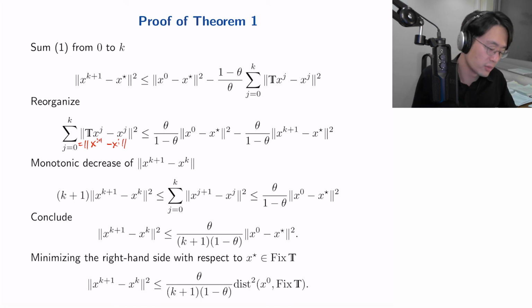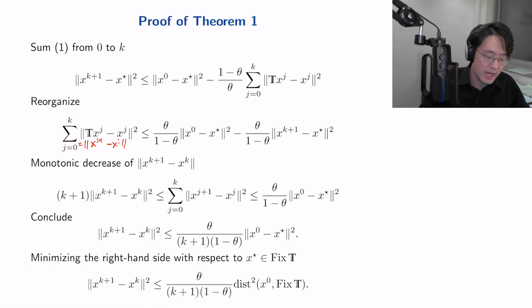We can also, furthermore, minimize this right-hand side with respect to x star, because this inequality holds for any fixed point x star. So we might as well minimize over all possible choices of x star. That gives us a 1 over k rate, and the constant now depends on the distance of the initial point to the fixed point set.